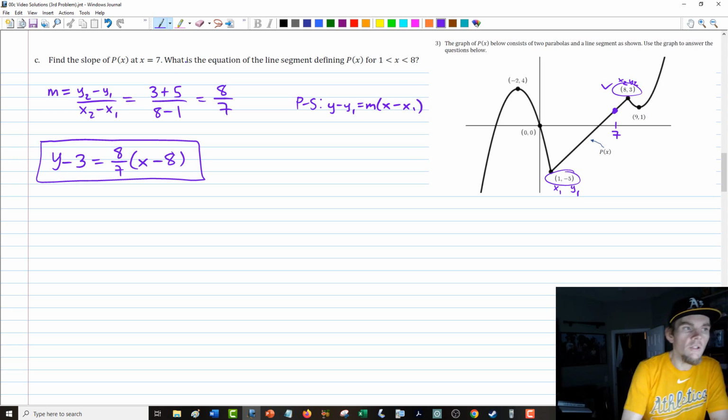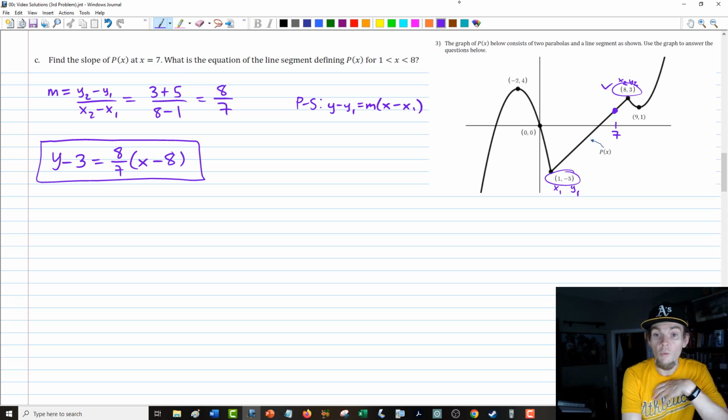The only thing I'm going to say, though, is I want to take this just one step further, and I want to actually rewrite it in mx plus b form. I want to write it in slope-intercept form, just because I think it's going to be easier to solve with it in slope-intercept form. So bear with me for a second.